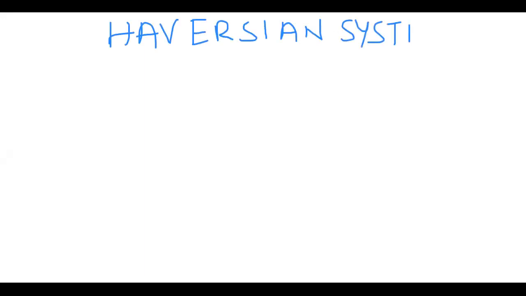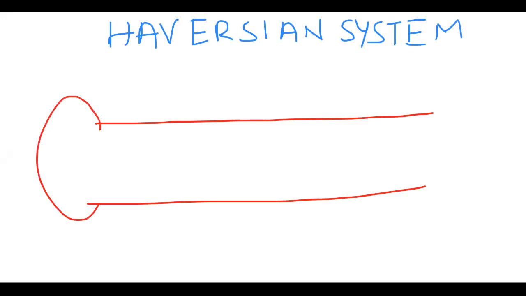So we are naming this as a Haversian system. Haversian system. So we'll locate the Haversian system first of all. So try to locate the bigger bone, the long bone. Here it is a long bone.